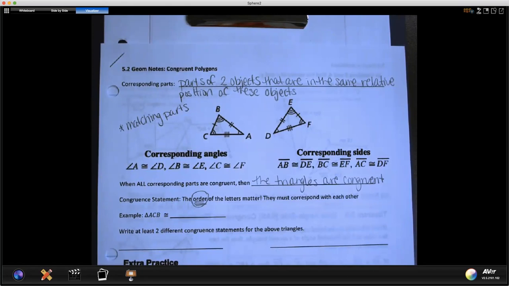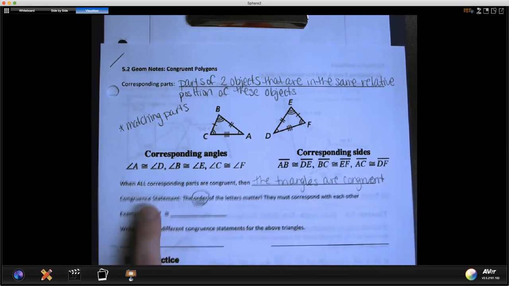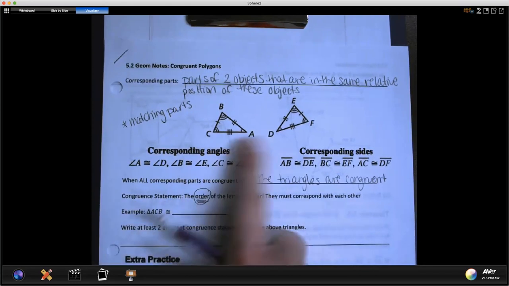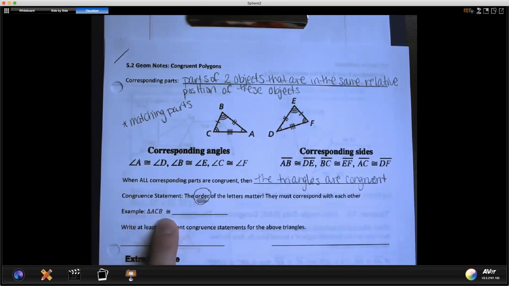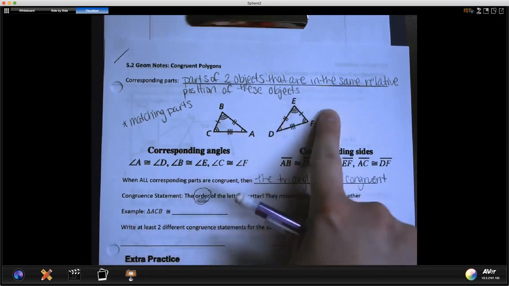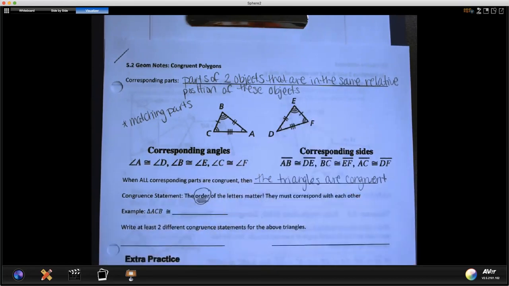So for example, if I was to create a congruent statement for these triangles, and I said triangle ACB is congruent, how would I have to name the other triangle for it to be correct and corresponding? So look at your image. So ACB, how would I name the other triangle so that the parts are in the same order? Give everyone a second to think about it, look at it.